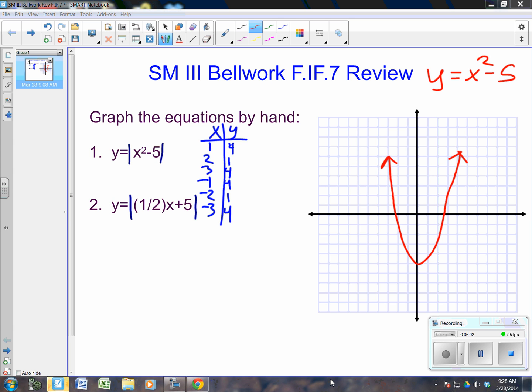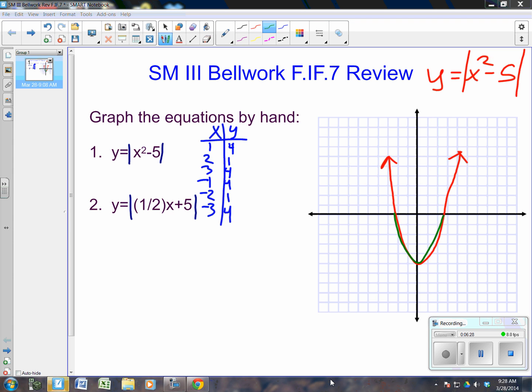Now I have to take the absolute value of that. If I take the absolute value of that, remember, it flips this bottom part up instead of this going down, because we're taking the absolute value of all the values we put in for x. We take the absolute value of it to get y. Well, that means all the y values have to be positive. So it just takes this whole thing and flips it up here.